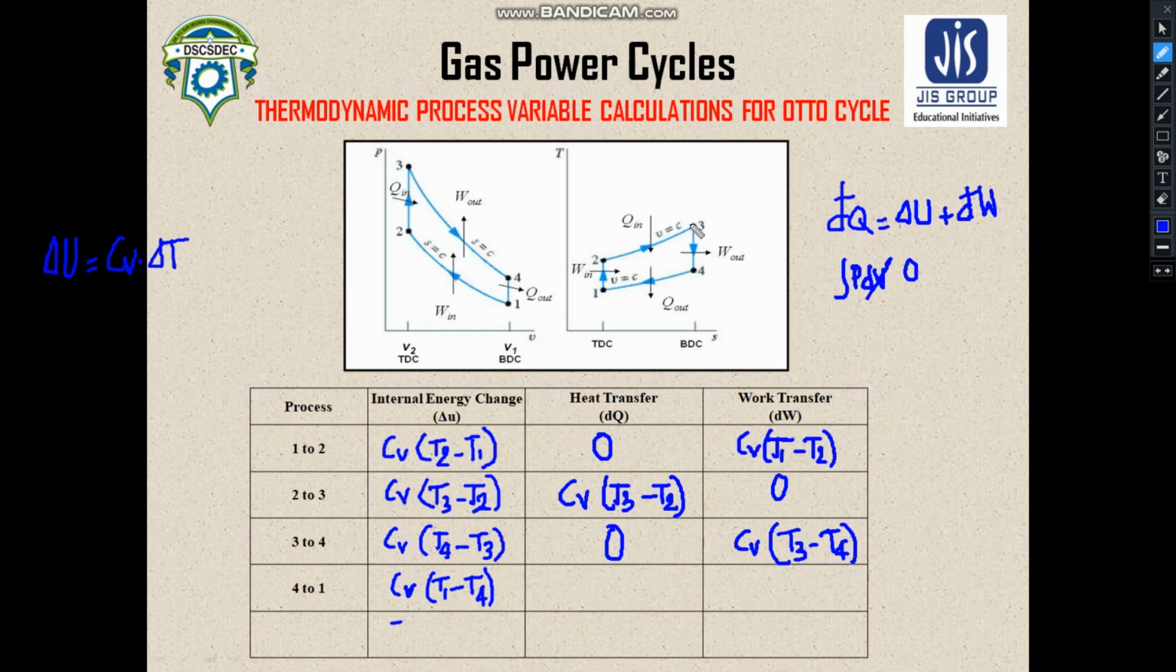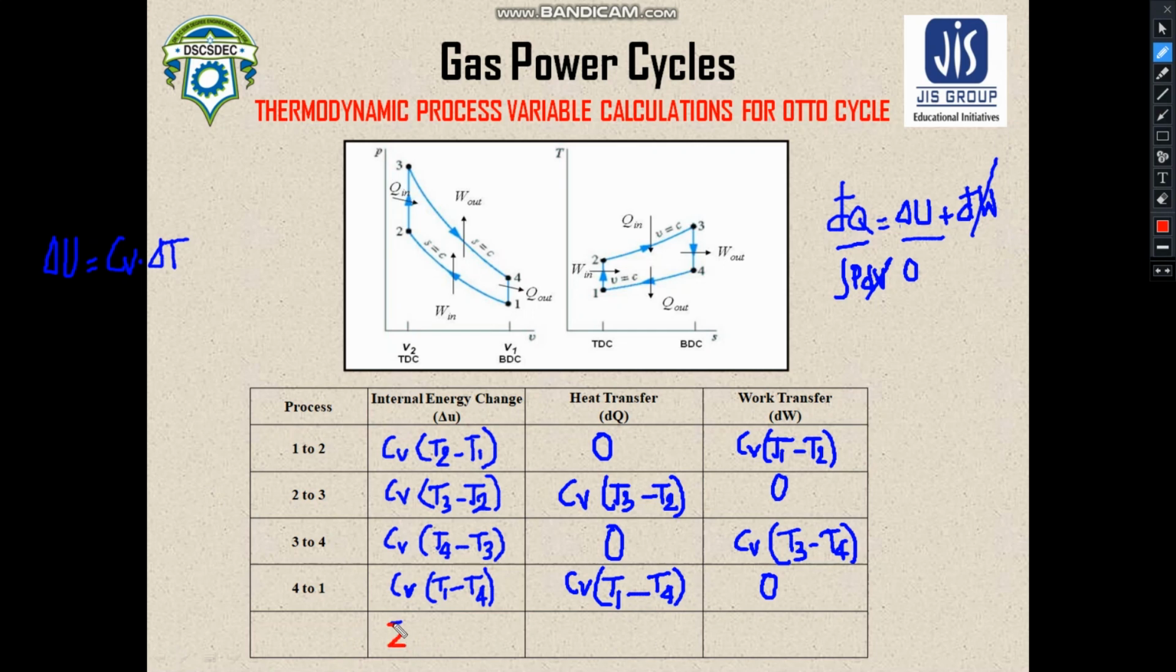So again, for the process 4 to 1, it is a constant volume process. So the PdV work is 0. You can write 0 over here. And if this becomes 0, then dQ is equal to delta U. So you can write Cv into T1 minus T4. Okay. So to validate the first law of thermodynamics, you can check. How can you check?